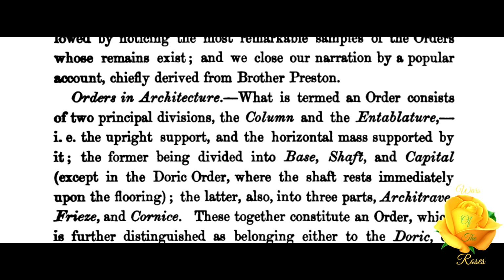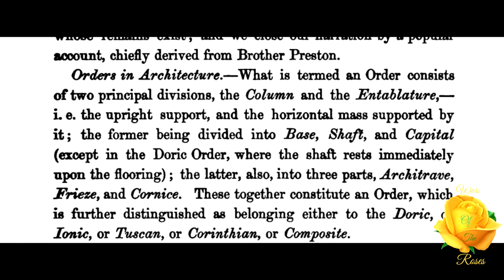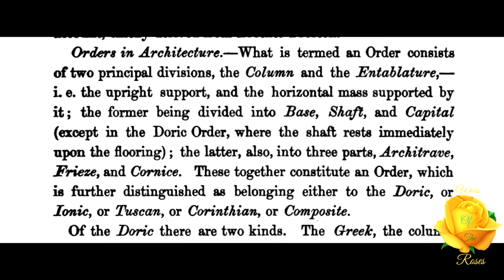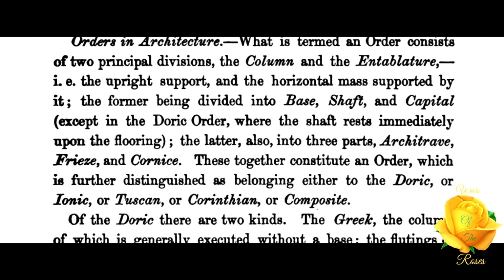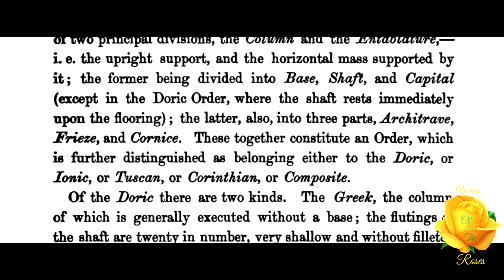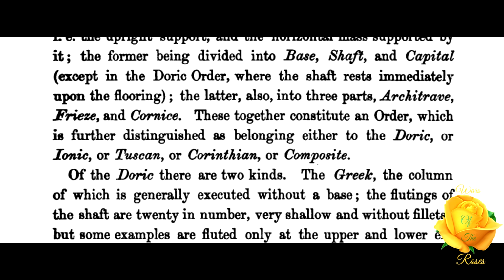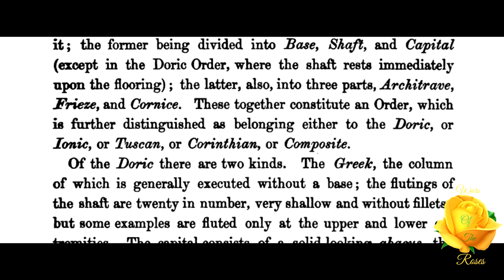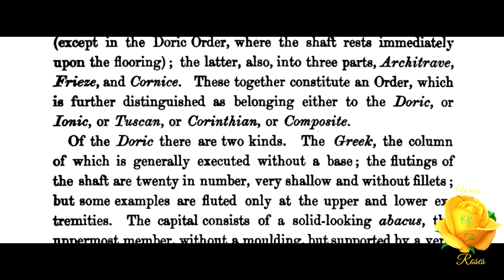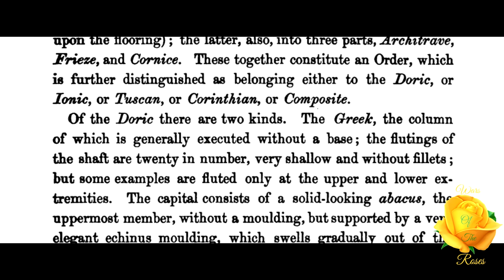Orders in architecture. What is termed an order consists of two principal divisions, the column and the entablature, that is, the upright support and the horizontal mass supported by it, the former being divided into base, shaft and capital, except in the Doric order where the shaft rests immediately upon the flooring, the latter also into three parts, architrave, frieze and cornice. These together constitute an order which is further distinguished as belonging either to the Doric or Ionic or Tuscan or Corinthian or Composite.